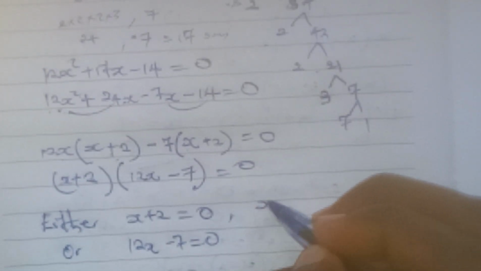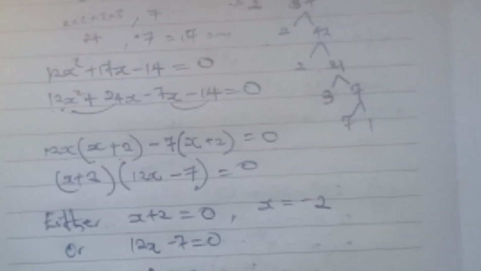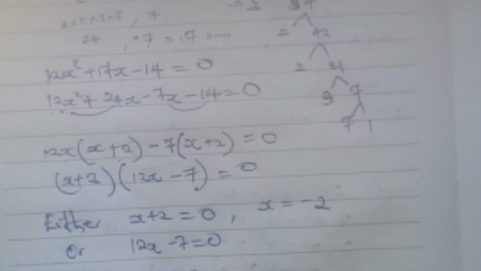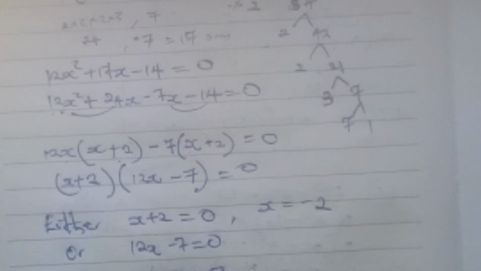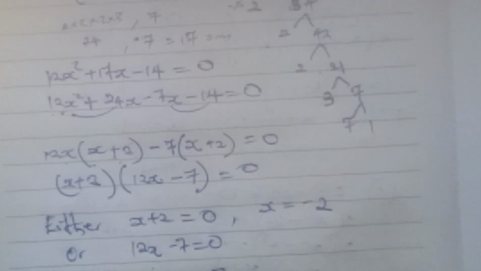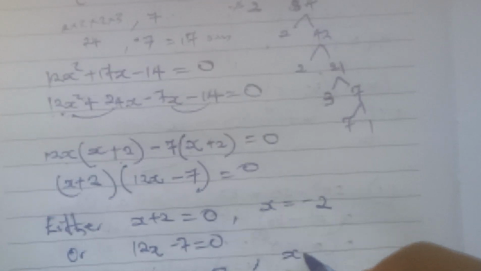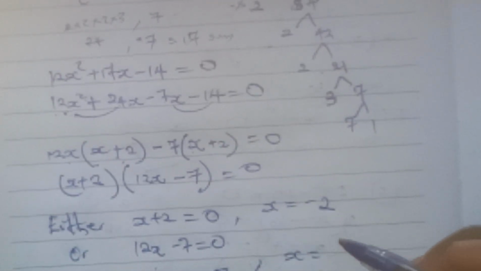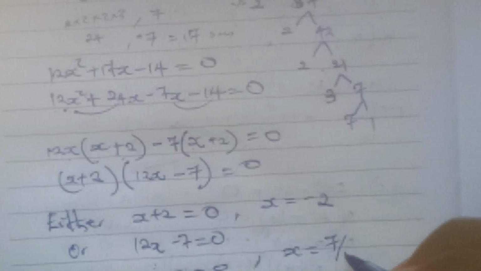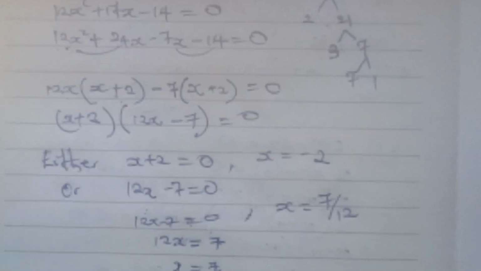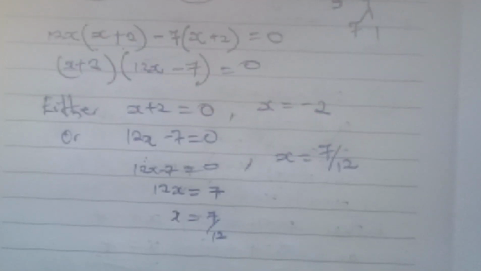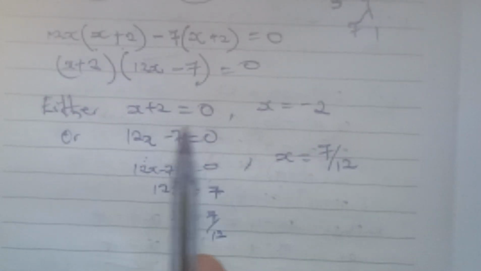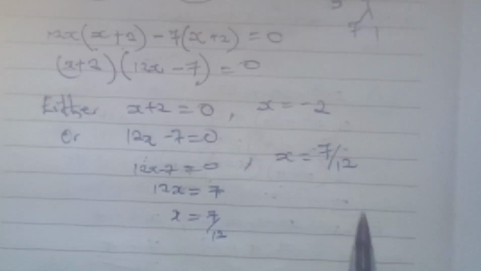Here we're going to end up with x equals negative 2. Then for 12x minus 7 equals 0, make 12x the subject. You end up with 7 on the other side, positive. Then it's going to be x equals 7 out of 12. So we had to make x the subject from that, so that I came out with that.